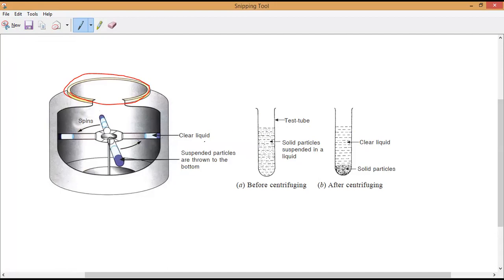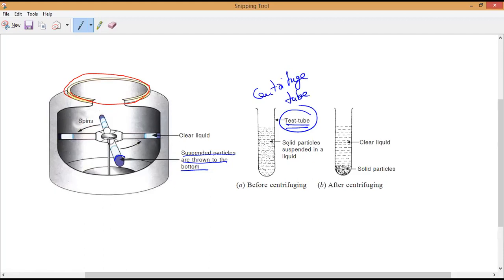So now you can see here, all of you, suspended particles are thrown to the bottom. Have you noticed it, everyone? Or if they are lighter than that, they'll come up also. Now you can see this tube, which we can call a centrifuge tube, we cannot say test tube. What do we call it? Centrifuge tube. Do you understand?